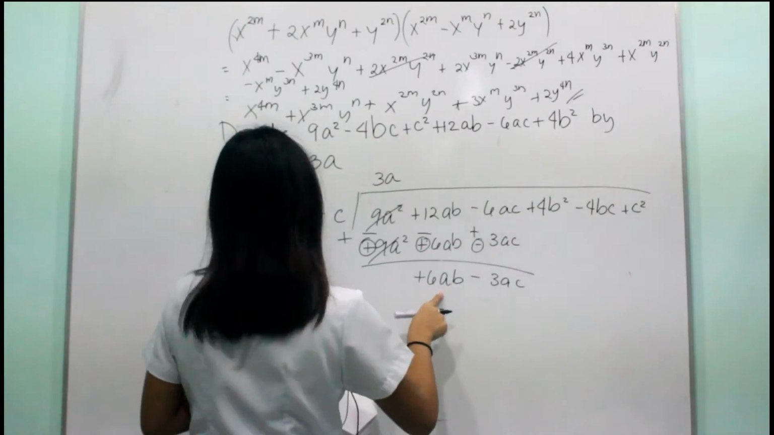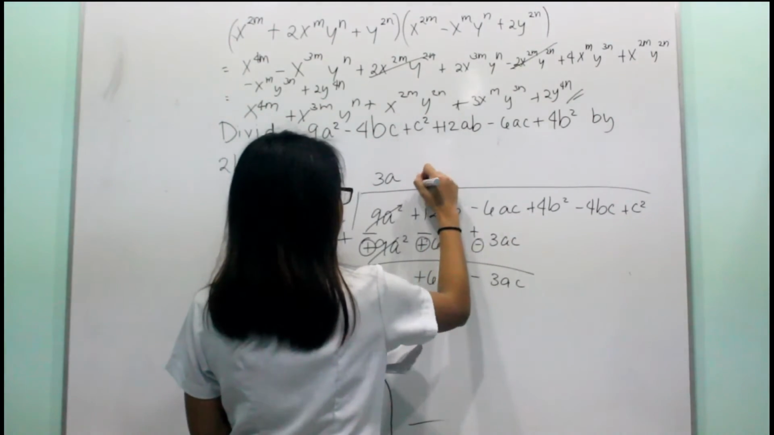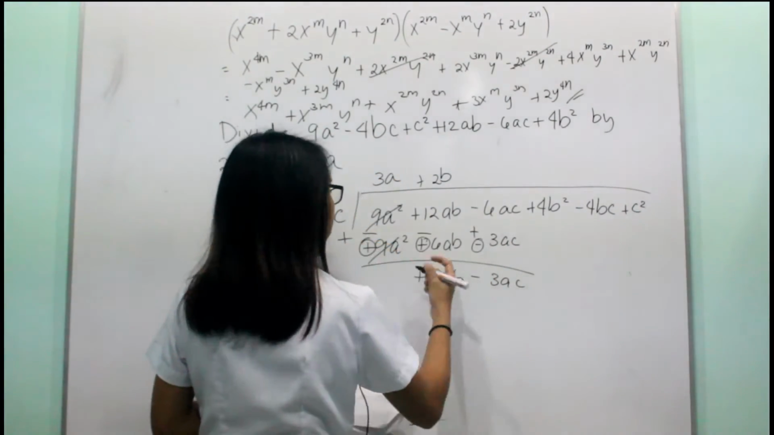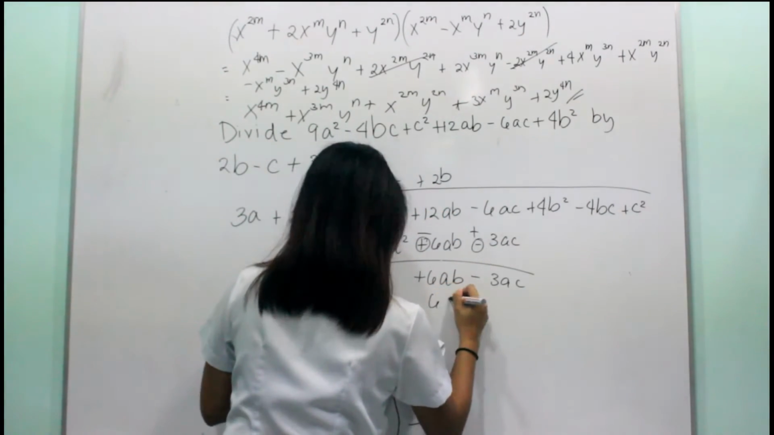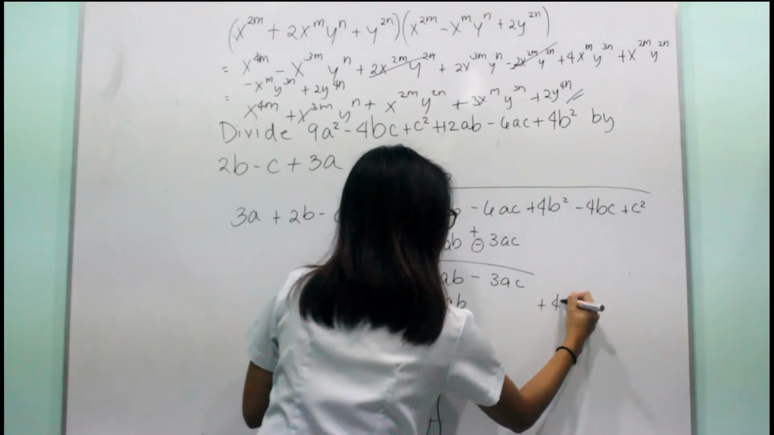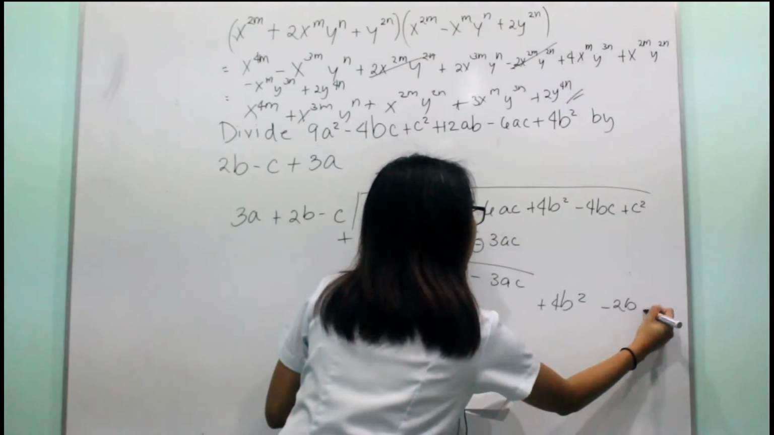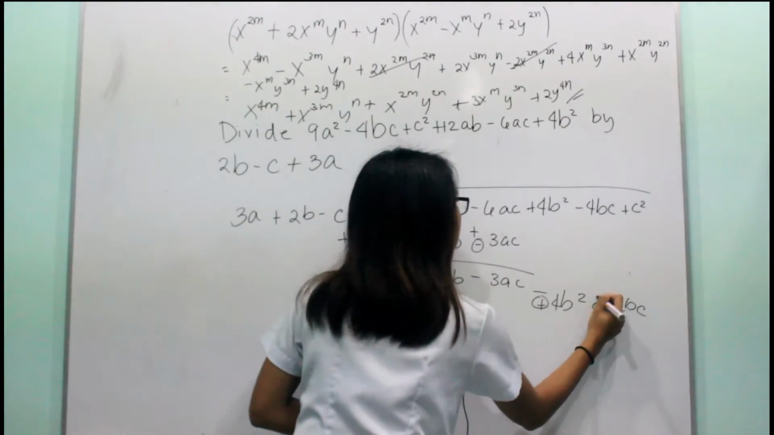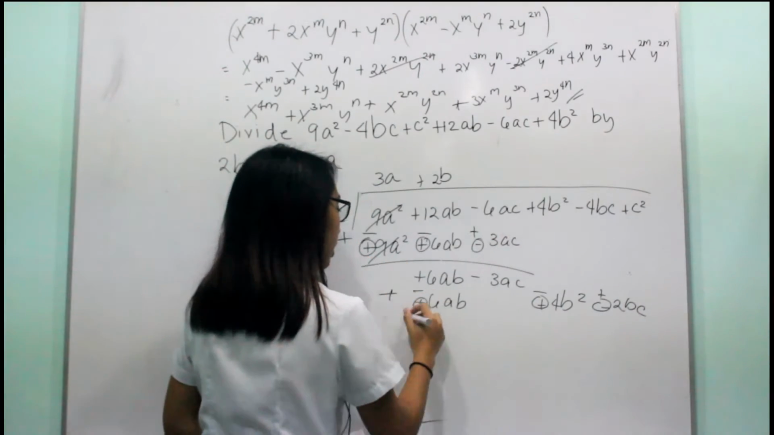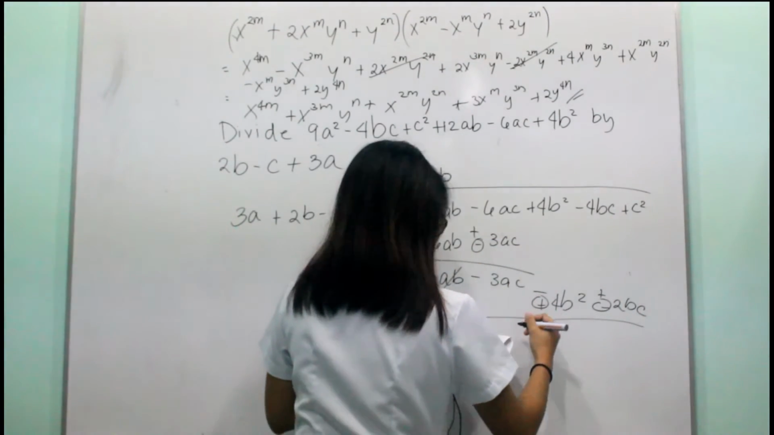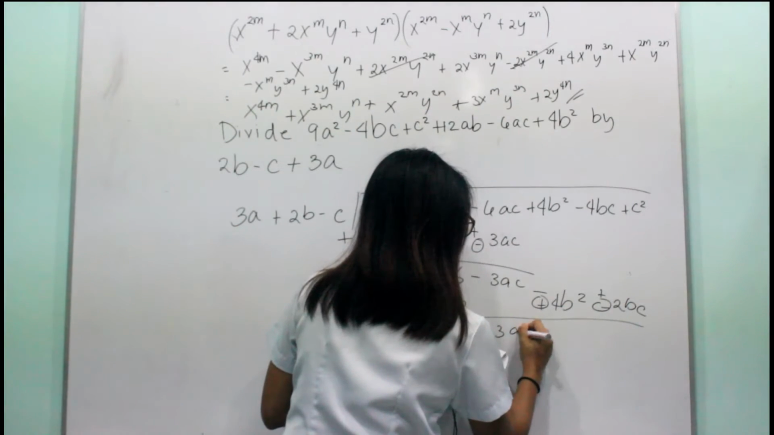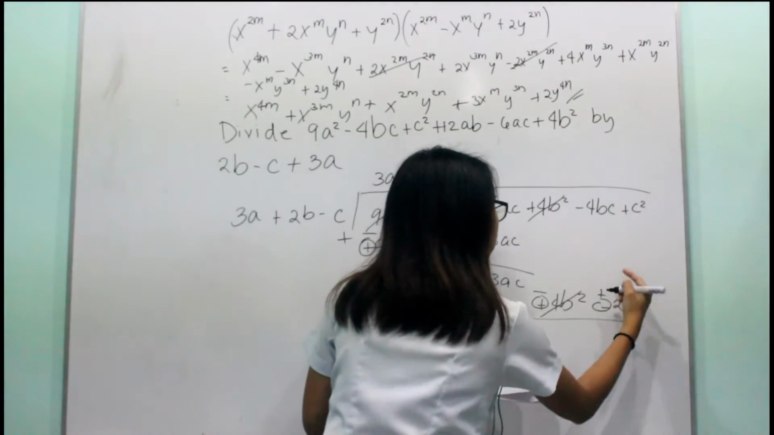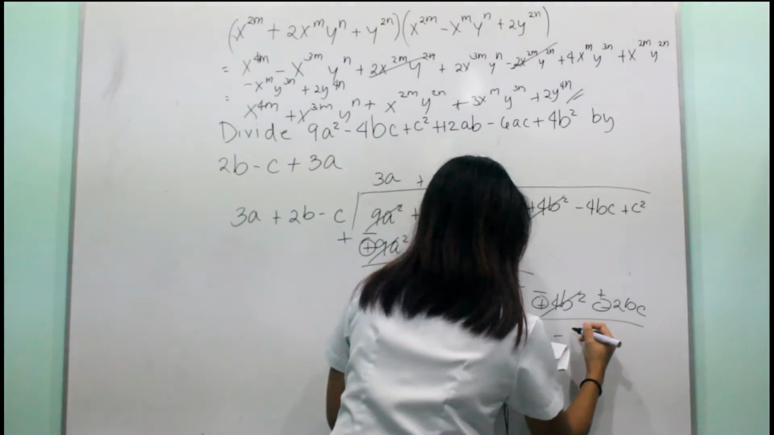Then divide 6ab by 3a again. So you will get positive 2b. Then multiply 2b to all terms in the divisor. So 6ab plus 4b squared minus 2bc. Change positive to negative and negative to positive. So positive, negative, negative, positive. Then proceed to addition. We cancel. Then negative 3ac. Cancel 4b squared and positive 4b squared. Then bring down negative 2bc.